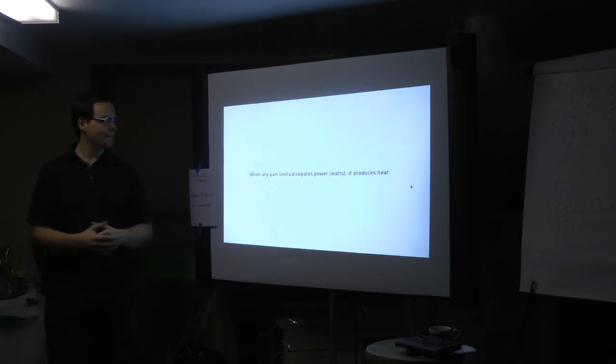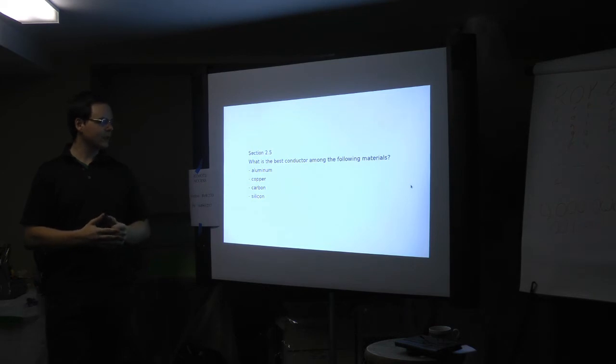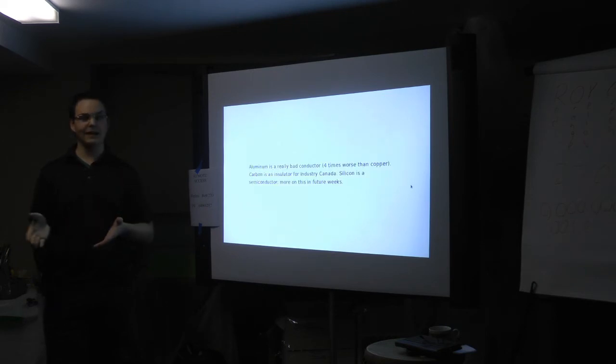So, what is the best conductor among the following materials? Aluminum, copper, carbon, silicon. Copper? Exactly. So anybody who remembers, aluminum is really bad, in fact 4 times worse than copper at conducting. That's also why, when you had to replace your home wiring, it's because when they heat up, aluminum will heat up faster than copper. It's okay as long as you have the right connectors in the box, but when they're not done properly, then it's a fire hazard.